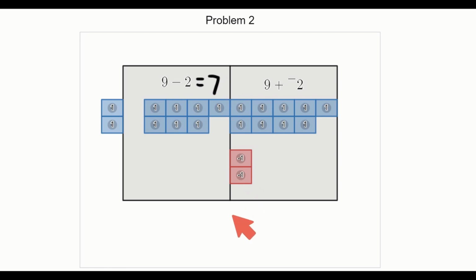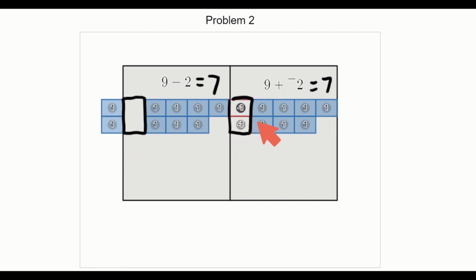Taking a look at the problem on the right, 9 plus negative 2. Again, when we have opposite signs, those are going to cancel out. So these two reds are going to cancel with these blues. So 9 cancels out with 2. We also have 7 left over. What do you notice about these two problems? Over here, when I subtracted these tiles, I'm left with 7. And when I canceled out these two tiles, I'm also left with 7.